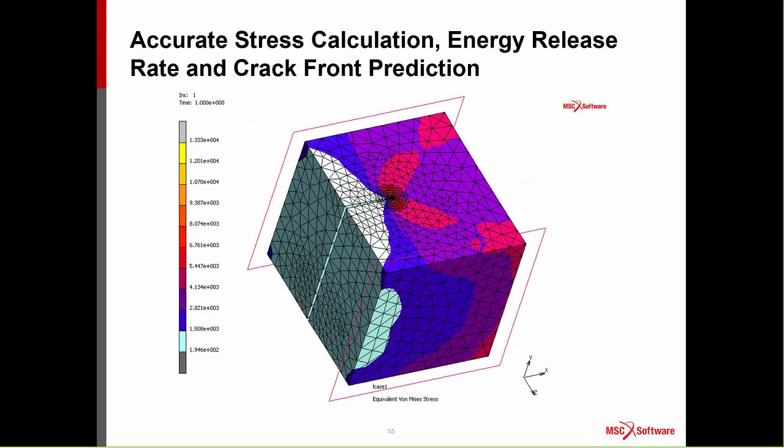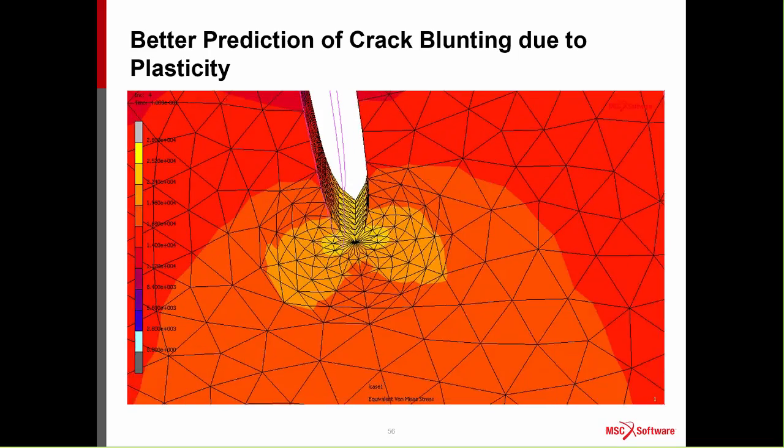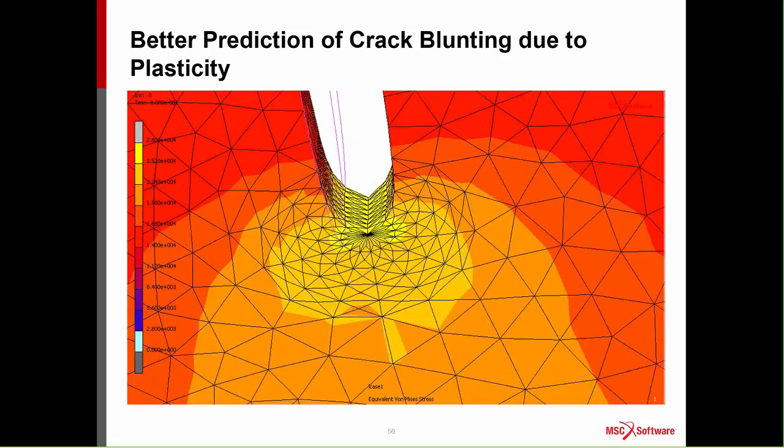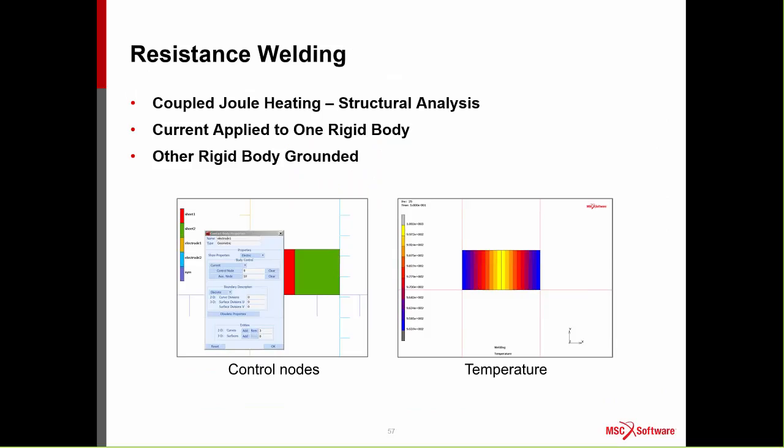And the result, why do we do this? Well, we observed that general adaptive meshers were not giving us good enough meshes to get accurate energy release calculations, which we then use for our stress intensity values and to determine the crack front direction. So now we get much more accurate results. We can get a better prediction of, let's say, the blunting of the cracks due to plasticity by having a finer and better mesh in that vicinity.